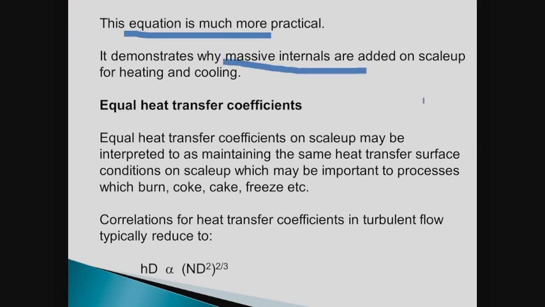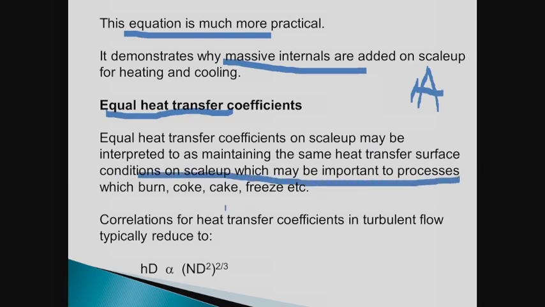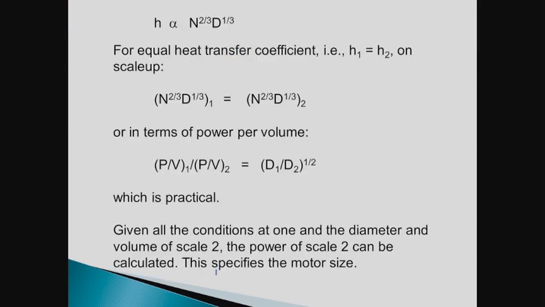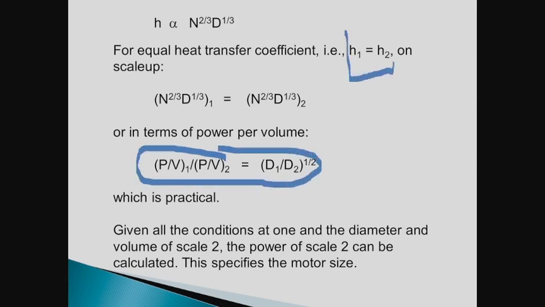You're adding significant heat transfer area on scale up. Equal heat transfer coefficients, well, on scale up, may be important to processes that burn, coat, cake, freeze, etc. There are a number of things out there. Go to our heat transfer coefficient equation. Nusselt number is a function of Reynolds number, Prandtl number, and viscosity ratio. We may want a D over T ratio. Cancel out all fluid properties, keep them constant, and voila, we have it being practical. Go through the equation. This is our objective on scale up.